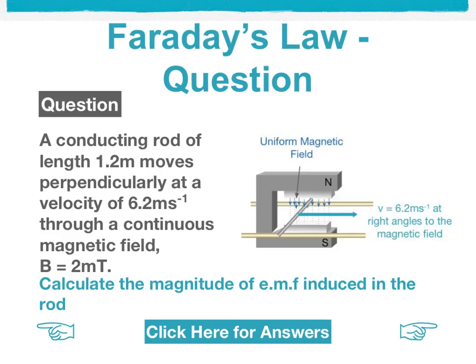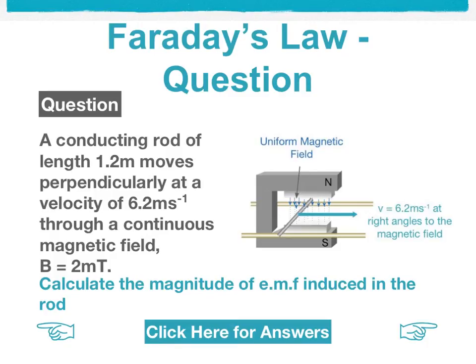Here's an easy peasy question just to get you warmed up. You have a conducting rod of length 1.2 meters moving perpendicular at a speed of 6.2 meters per second through a continuous magnetic field of magnetic field strength 2 times 10 to the minus 3 Tesla. What is your magnitude of EMF?